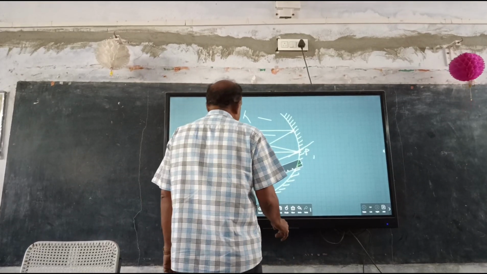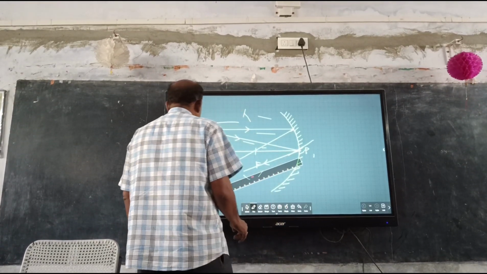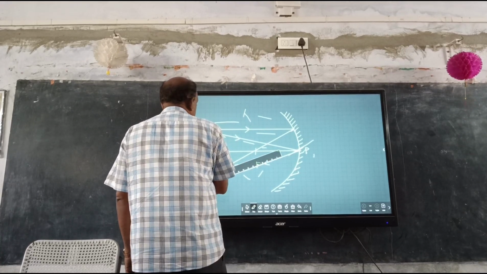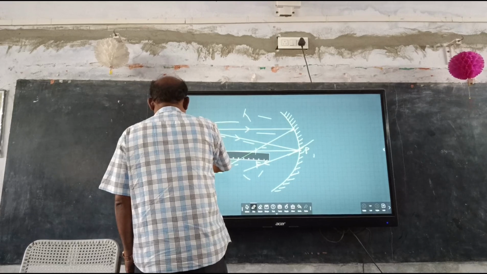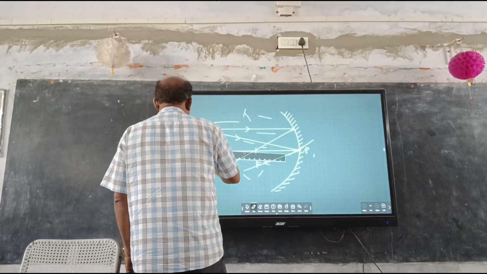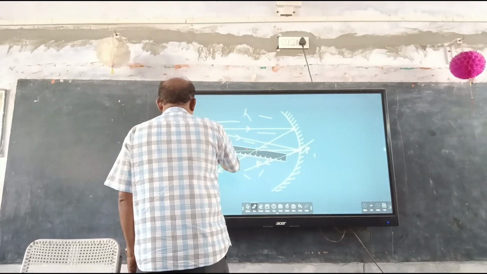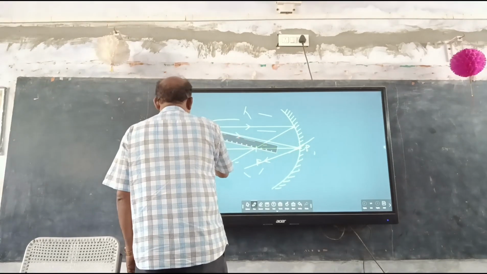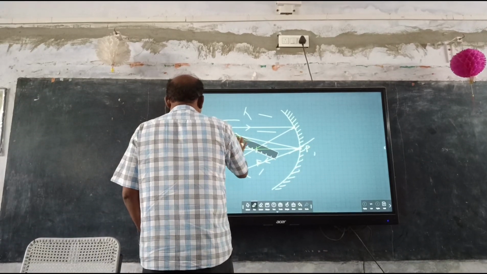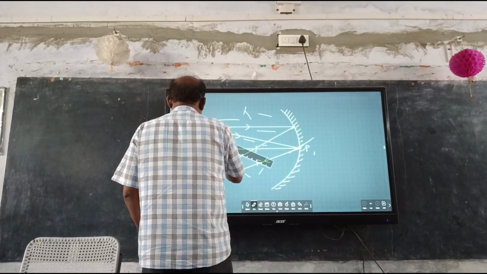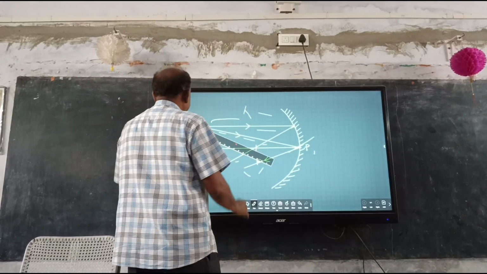The third one is the ray which passes through the center of curvature. The ray which is passed through the center of curvature. Center of curvature here.